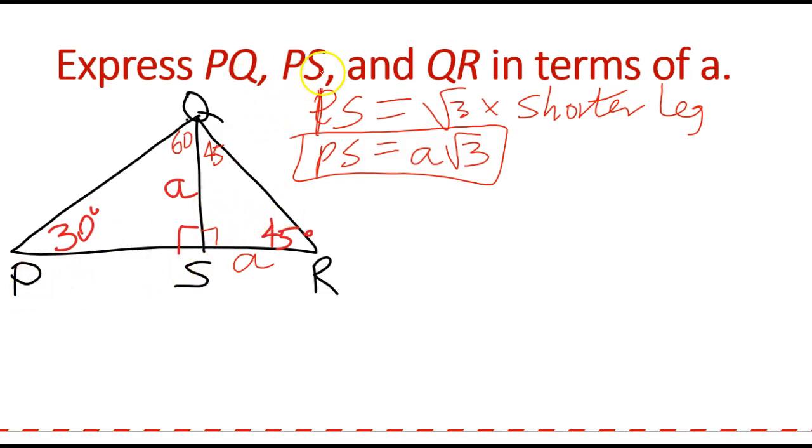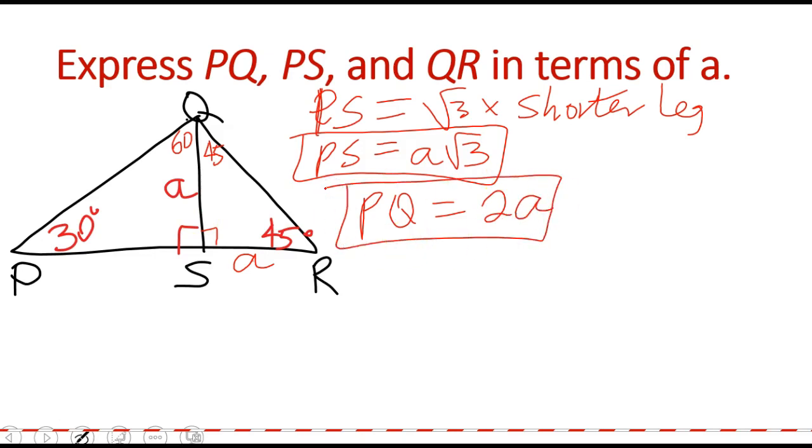I wrote PS. PQ, I said the PQ. Okay, PQ is the hypotenuse, because it's opposite the right angle. So in the 30, 60, 90 triangle, we know the hypotenuse is twice the small leg. So if the small leg is A, then it's going to be 2A. Simple enough.